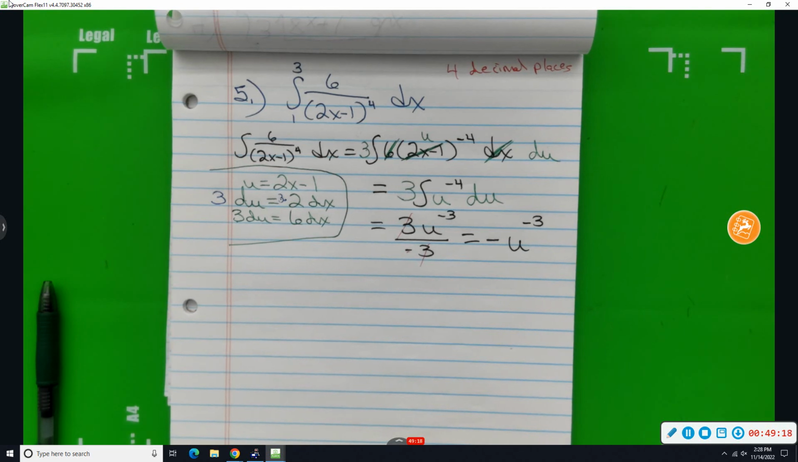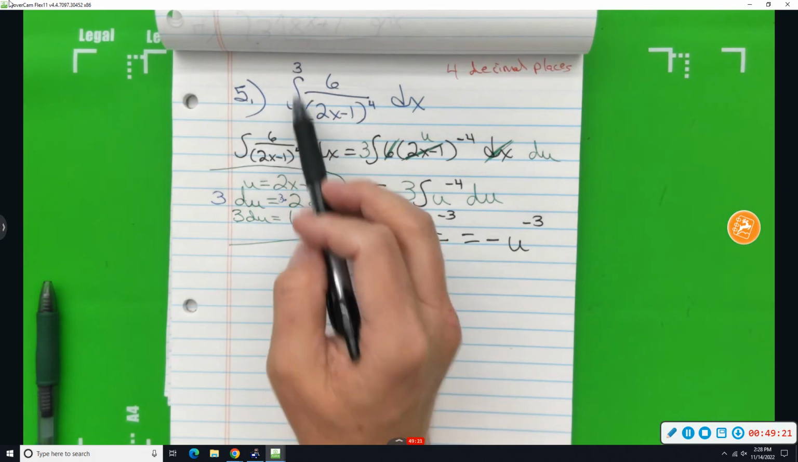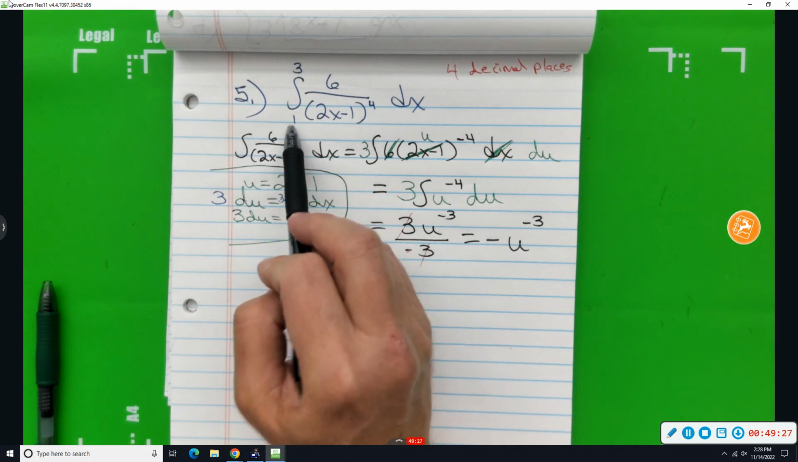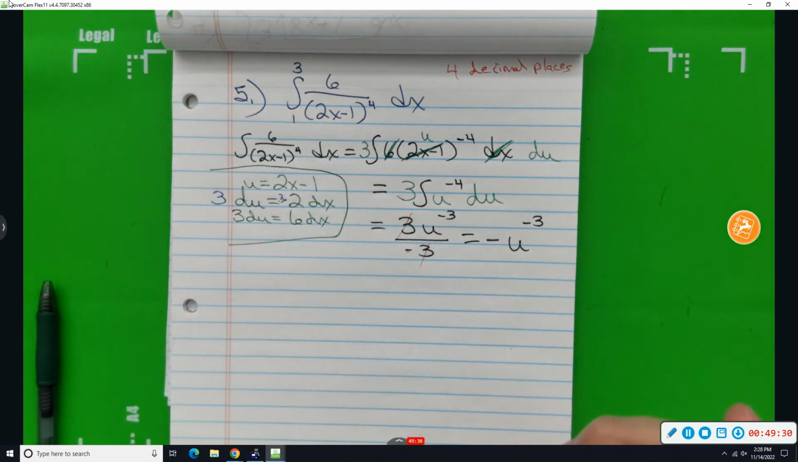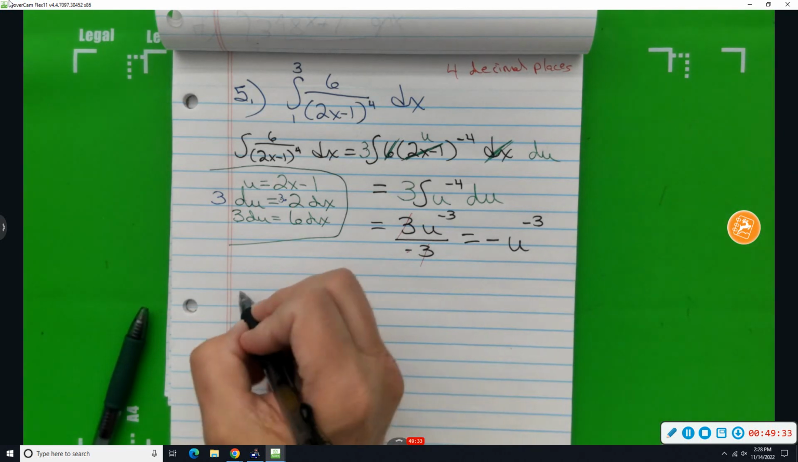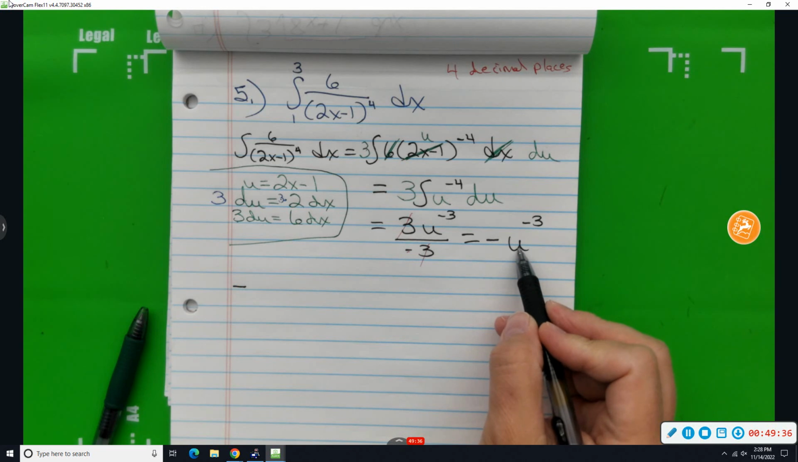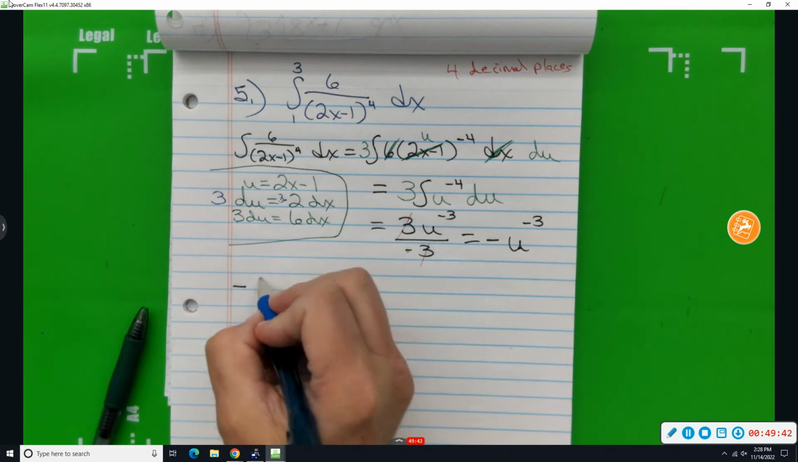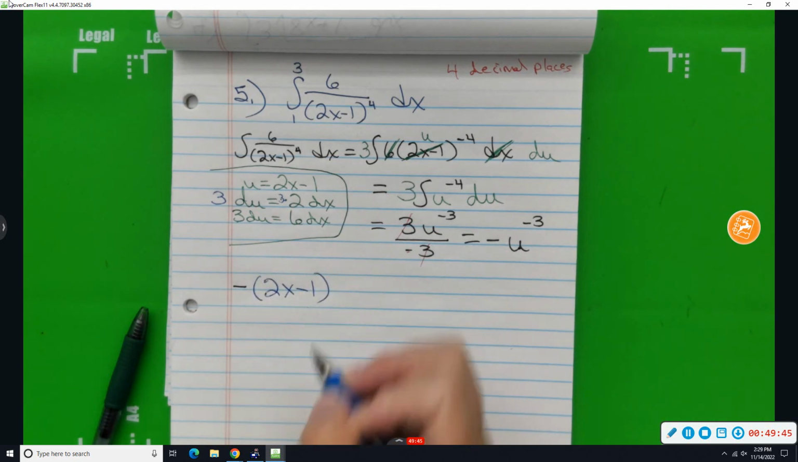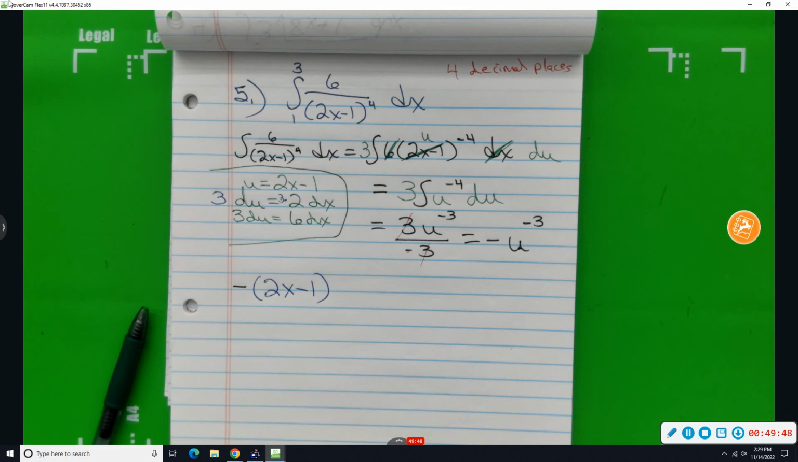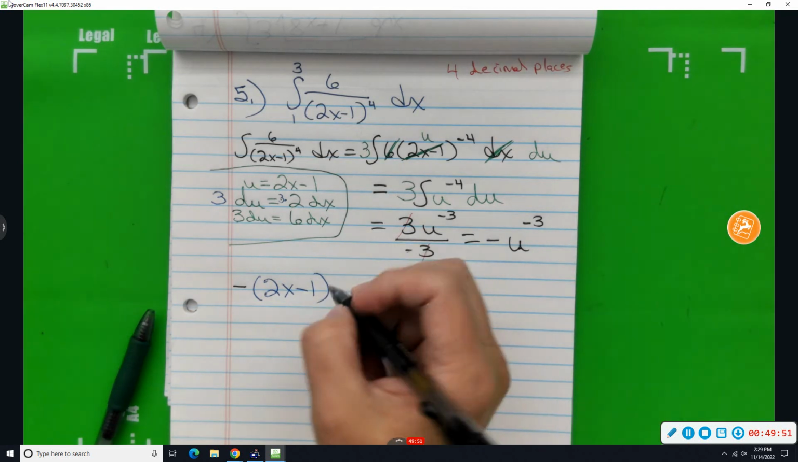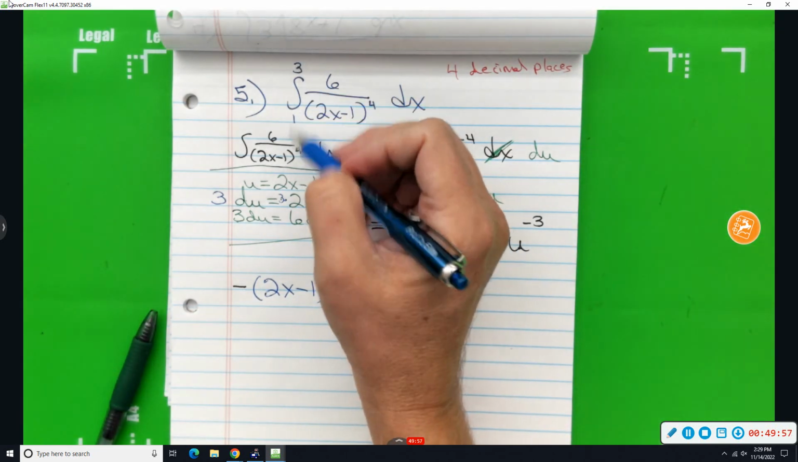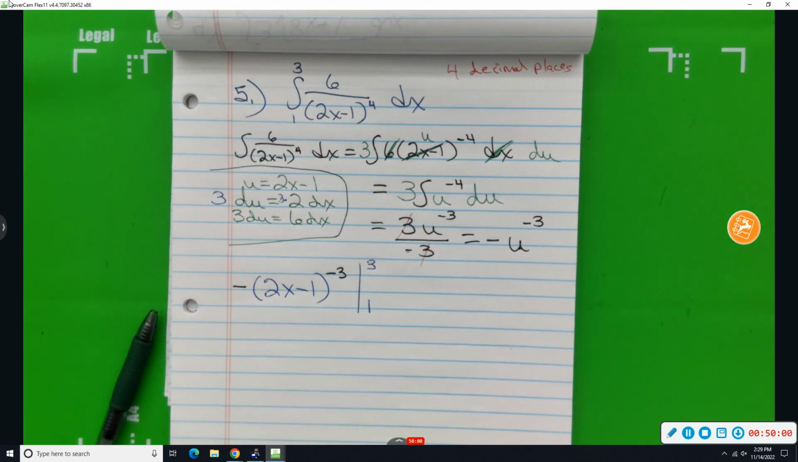That negative. So we really just have a negative u to the negative 3. We're ready to plug in the 3 and the 1, but before we do that, the original function is in terms of x. That means these limits of integration are in terms of x. We have to switch it back in terms of x. So we have a negative. U was what? 2x minus 1. So we have that negative, the 2x minus 1, with that exponent of negative 3. And we're going to evaluate this from 1 to 3, so 3's on top, 1's on bottom.